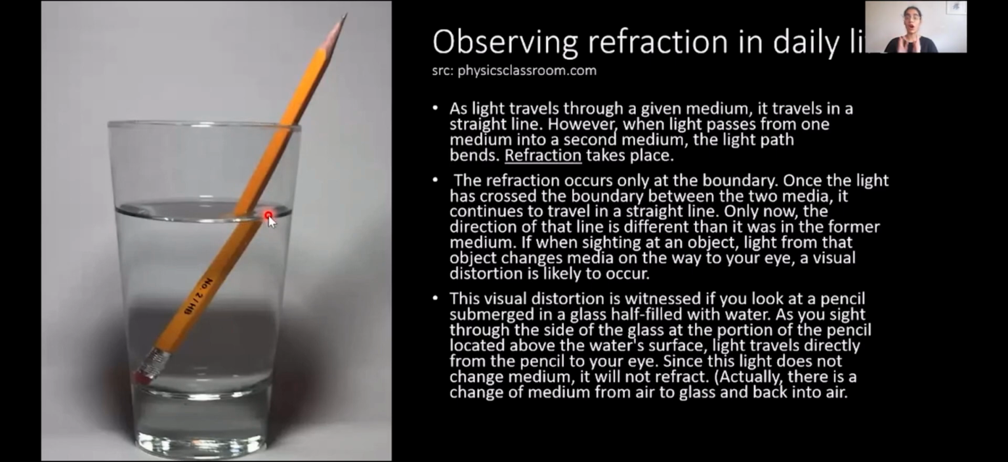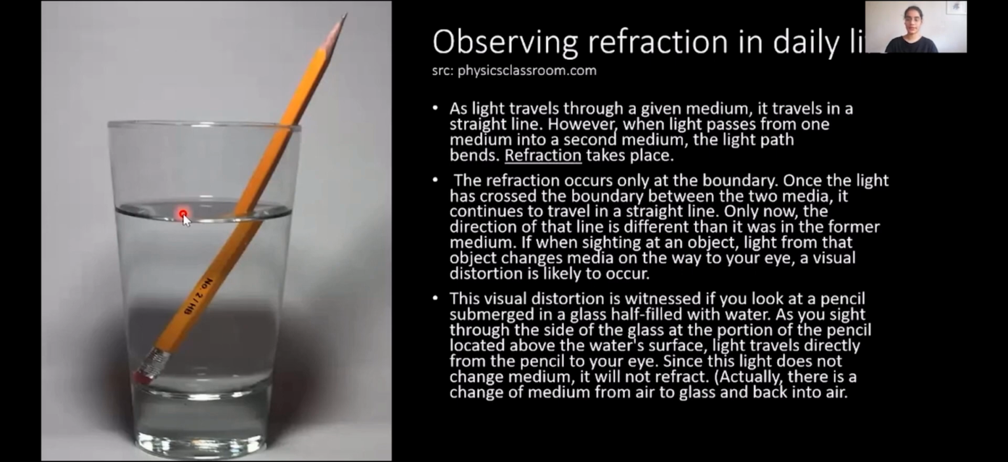This is a very common phenomenon of refraction of light. As light is traveling through air, it travels in a straight line. However, when light passes from one medium to the other medium, as you see, this is the point where it's going to now penetrate water. This is the surface. And refraction only takes place at the surface. Once light bends, it's going to start traveling in that direction only, in the direction in which it bent.